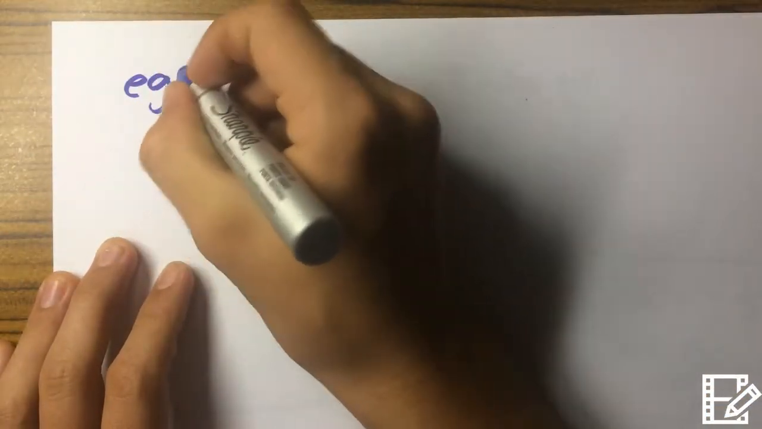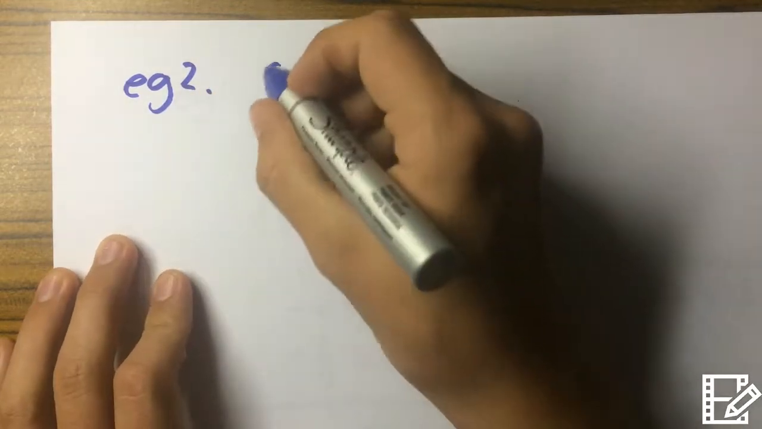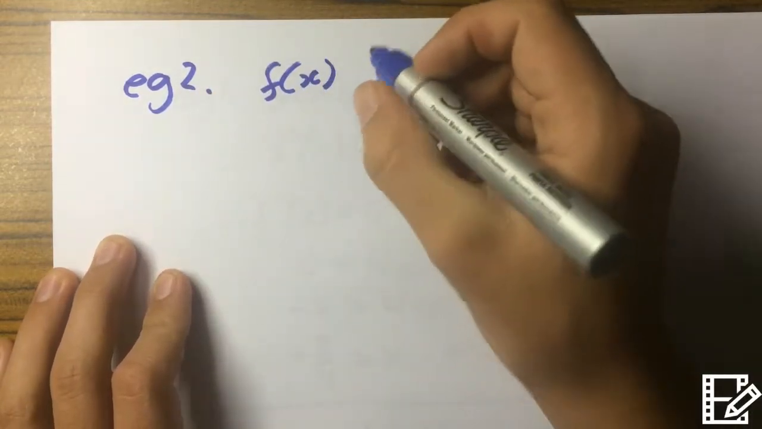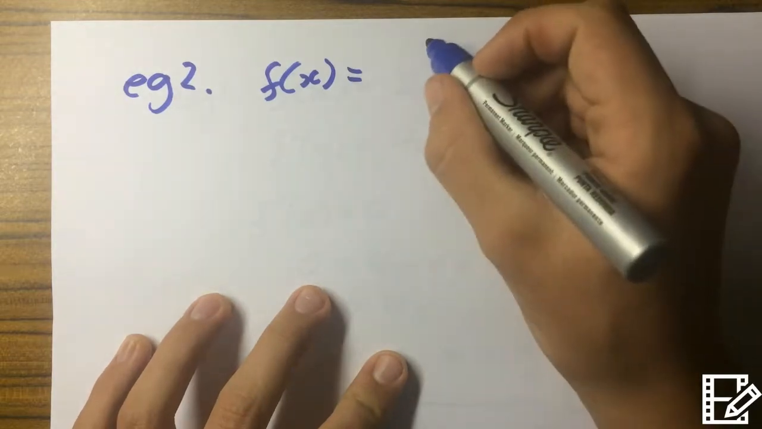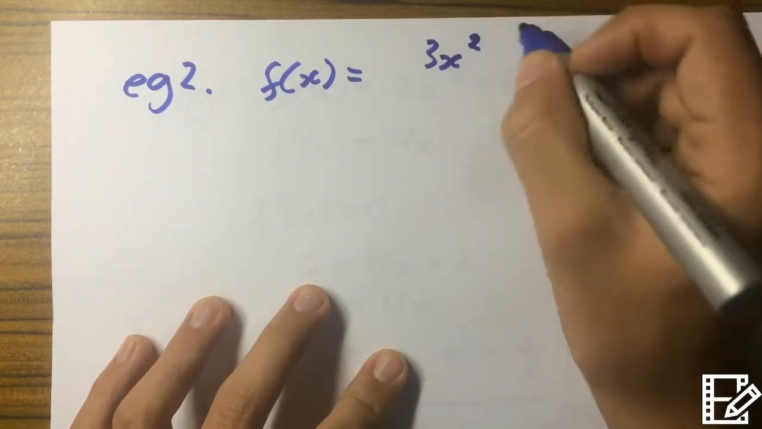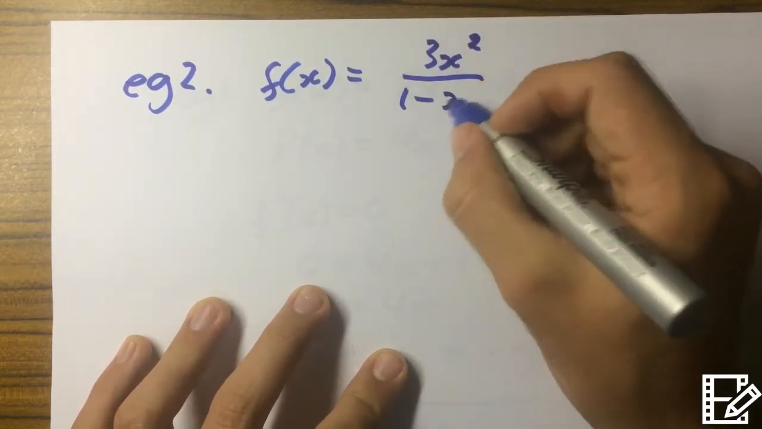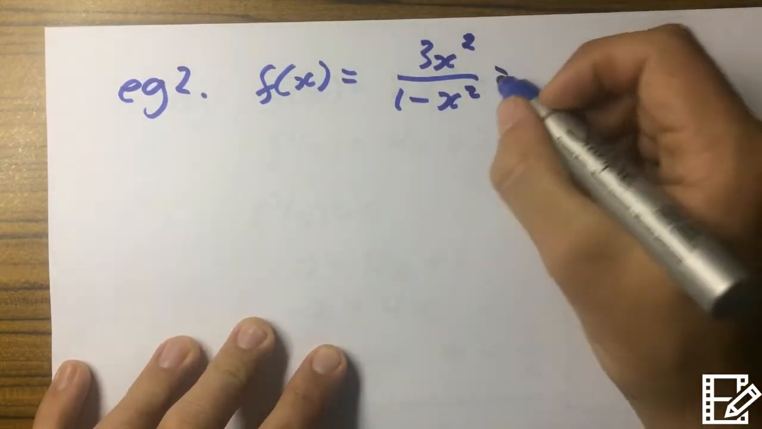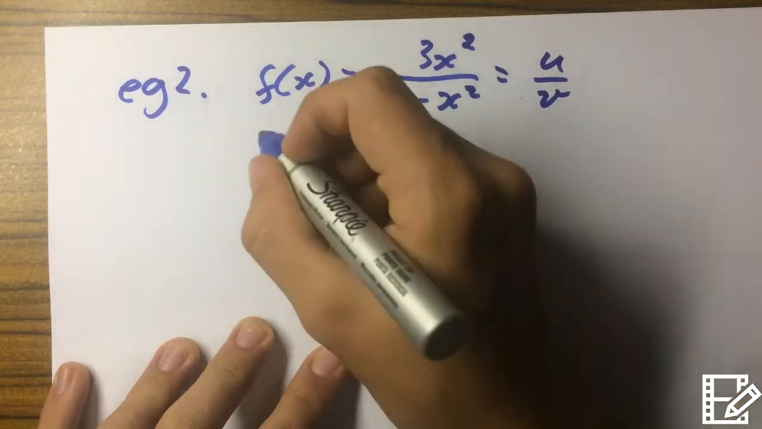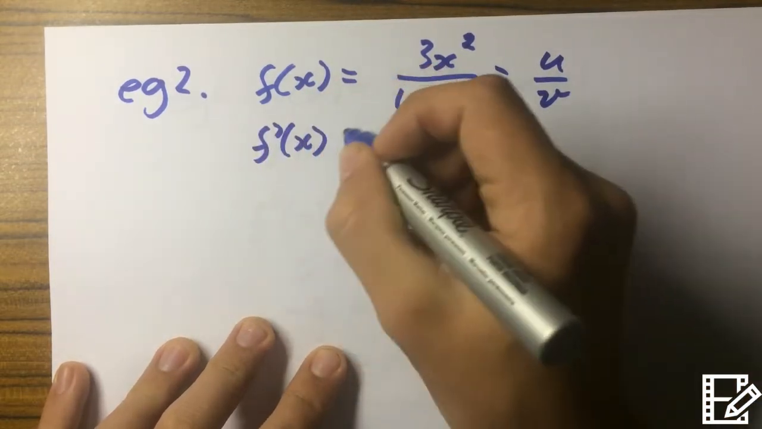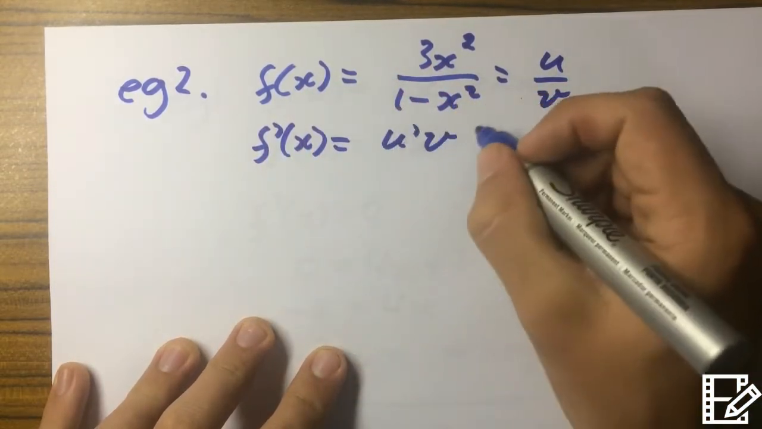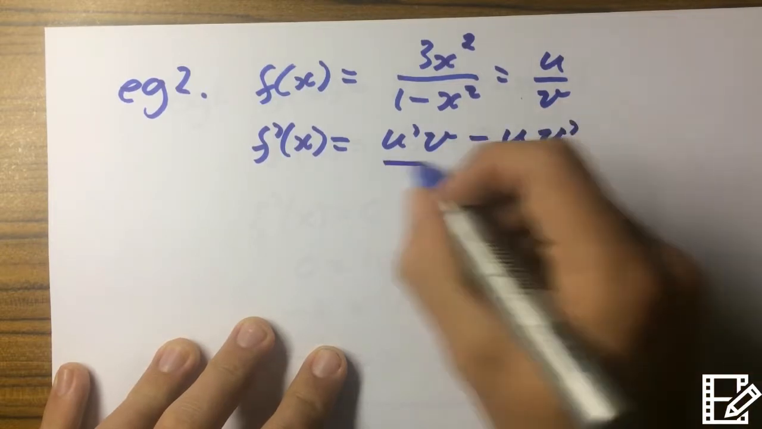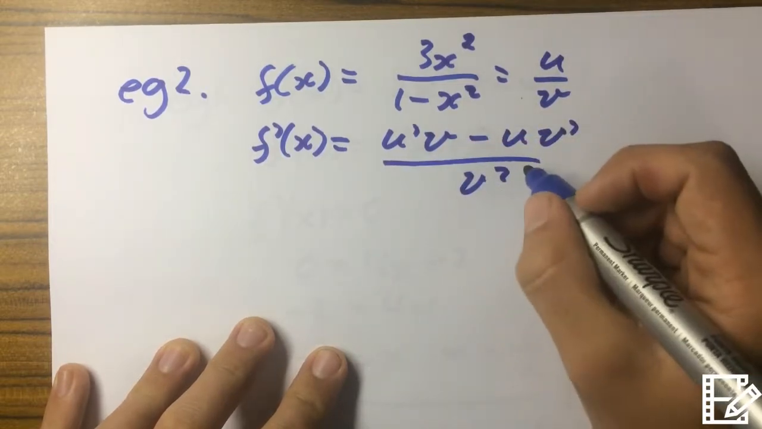So here we have example 2. Function equals 3x squared over 1 minus x squared. We're going to need the quotient rule for this because we have a function over a function, and we derive it. So the derivative will be u dash v minus u v dash over v squared.